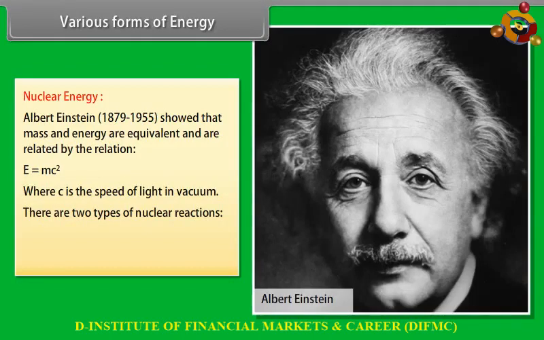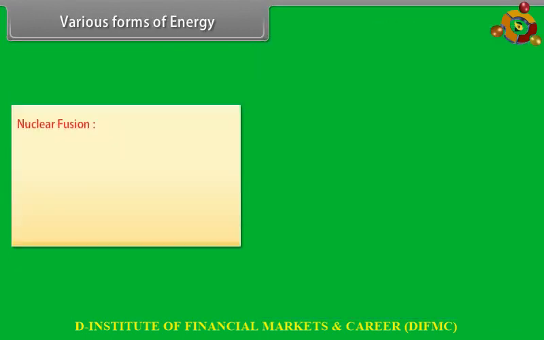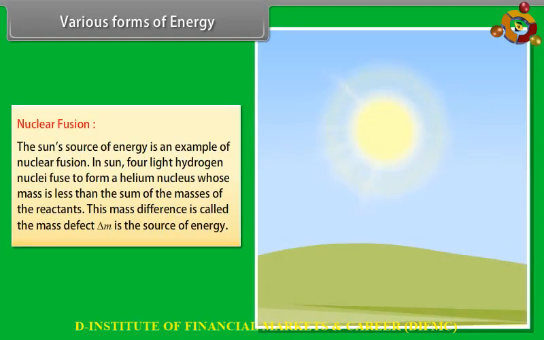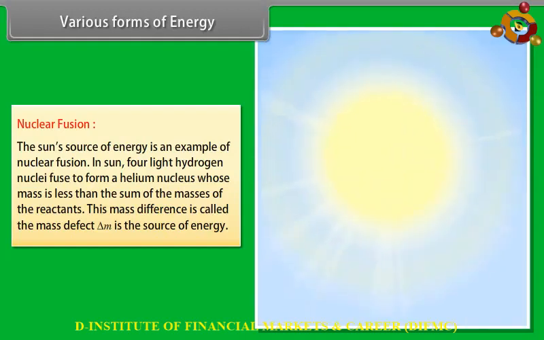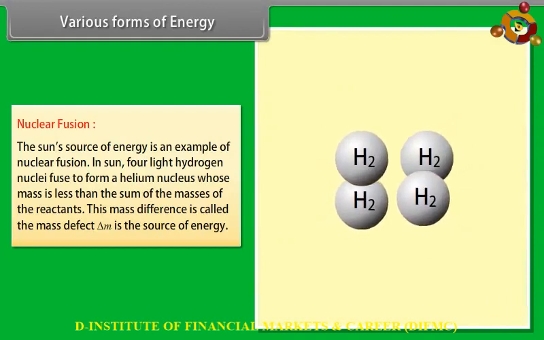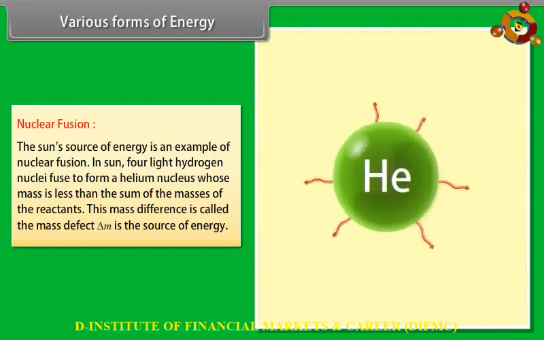There are two types of nuclear reactions: nuclear fusion and nuclear fission reactions. Nuclear fusion: the sun's source of energy is an example of nuclear fusion. In the sun, 4 light hydrogen nuclei fuse to form a helium nucleus, whose mass is less than the sum of the masses of the reactants. This mass difference is called the mass defect. Delta M is the source of energy.